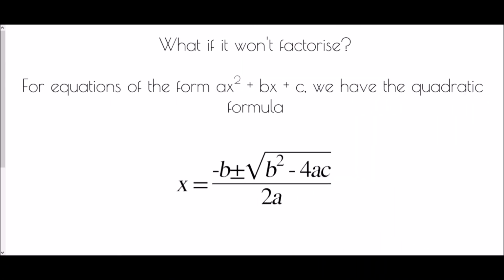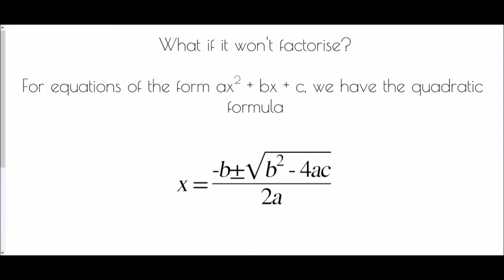And so then, what if it won't factorise? So if we've just tried by multiplying a by c and finding pairs of numbers that multiply to make c and add to make b, if it doesn't work, what do we do? Well, in those cases, if your equation is in the form of ax squared plus bx plus c, we have what is known as the quadratic formula.